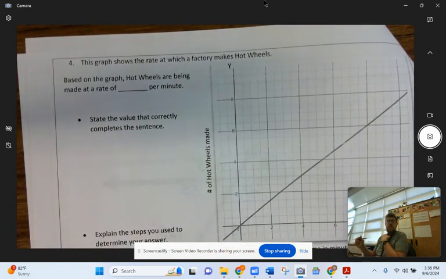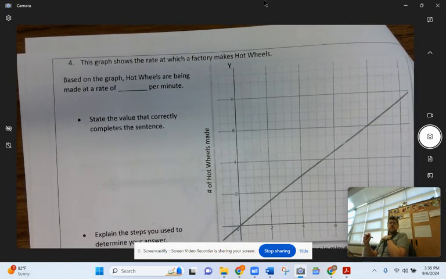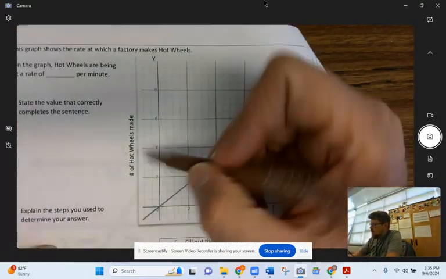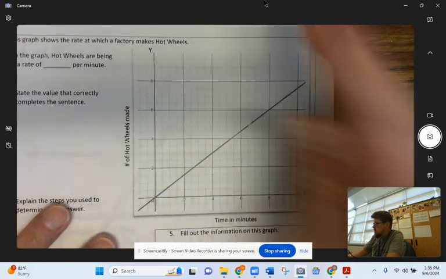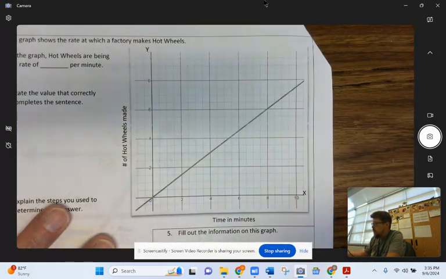Okay, this graph shows the rate at which a factory makes Hot Wheels. Based on the graph, Hot Wheels are being made at a rate of blank per minute, right? And so when we take a look here, we've got this graph. We've got number of Hot Wheels made on our y-axis, and then the time in minutes on our x-axis right here. You can see I've got them labeled here and here.